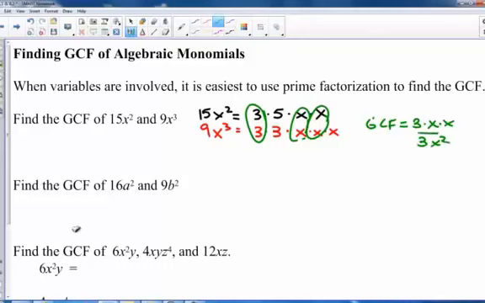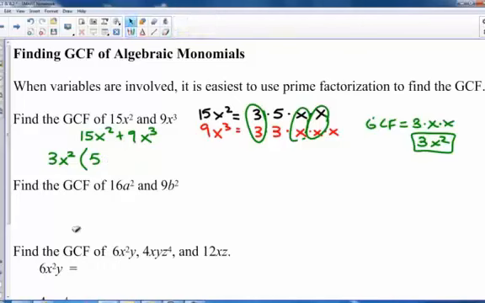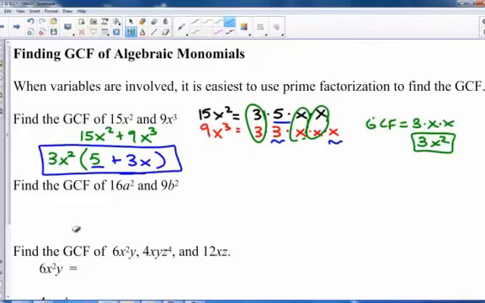That's 3x squared. So if I had 15x squared plus 9x cubed, and I needed to put that into factored form, I would take 3x squared out front. I would be left with 5x, not x, just 5. I'd be left with 5, and then I would be left with 3x. This is the exact same as that. This is expanded form. This is factored form.